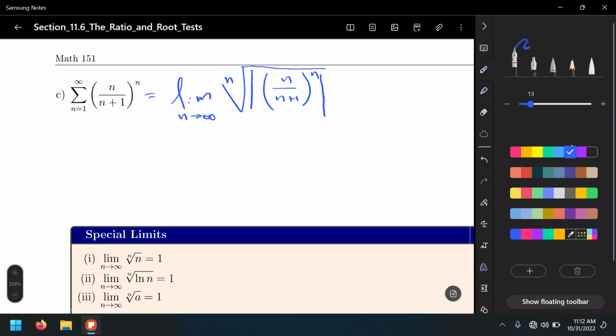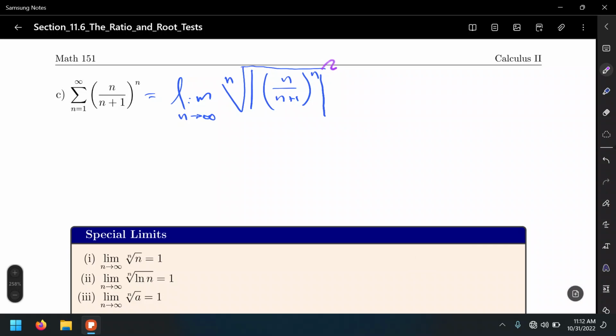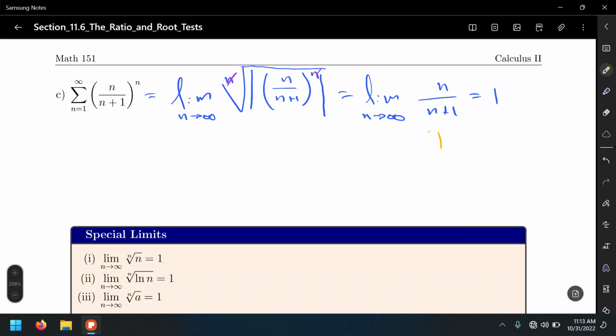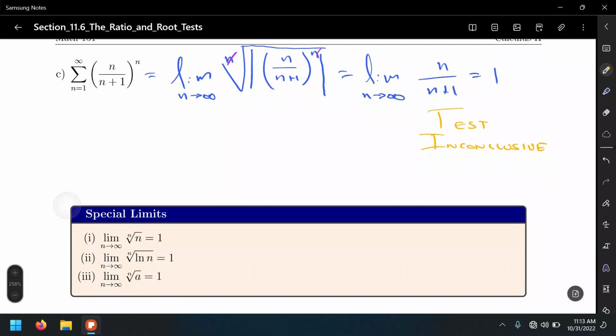And also, in this case, we have one single power n that can be cancelled with the nth root. This will be the limit as n approaches infinity of n over n plus 1, and what's this limit equal to? 1. Well, what does the root test tell us? The test is inconclusive. So you would need to use a different test, any of the previous 9 tests that you learned in the previous sections.